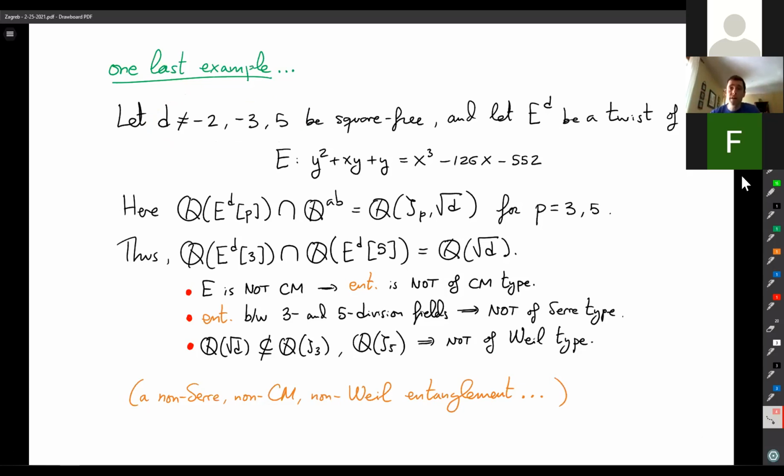So this is a sporadic entanglement, if you will, that doesn't come from any of those, but this example is very specific to the fact that there is a 15 isogeny here, and there's only finitely many elliptic curves with a 15 isogeny. So I can't find many examples like this. So we believe that this kind of example is actually just strange. And in general, all the entanglements that are abelian are of the types that I've defined before.